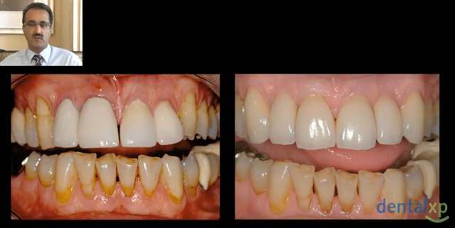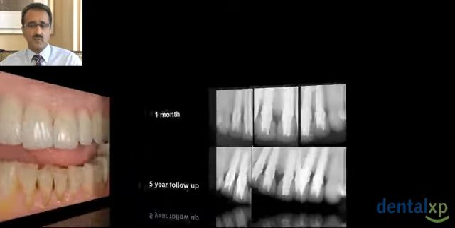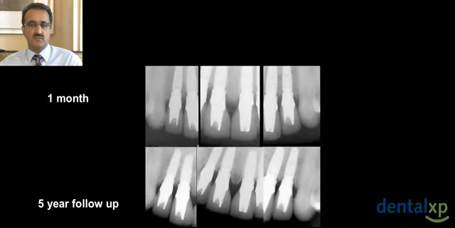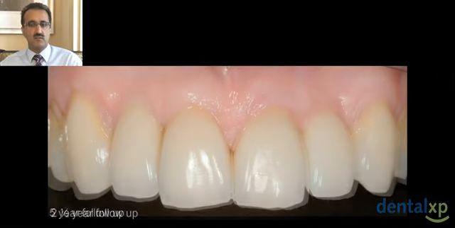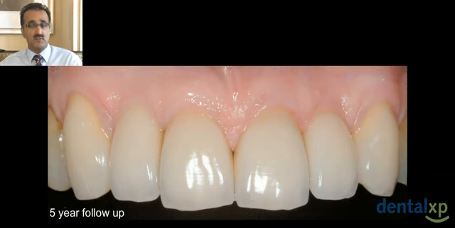If we look at the patient now radiographically, immediately after the final crowns, you see the bone levels, and then 5 years later we see those little bone peaks between the implants still there. Very interesting. If we look at the 2.5-year follow-up, looks pretty good. Look at the case at 5 years. Very, very stable indeed.